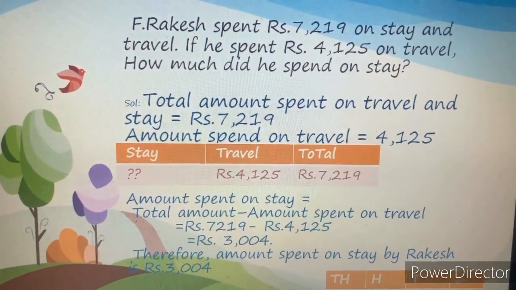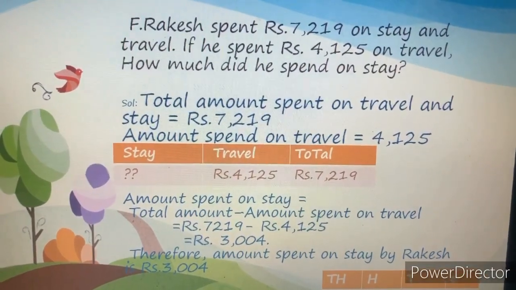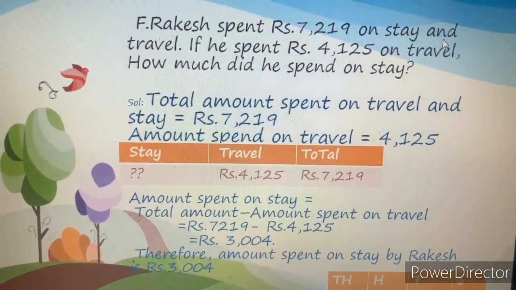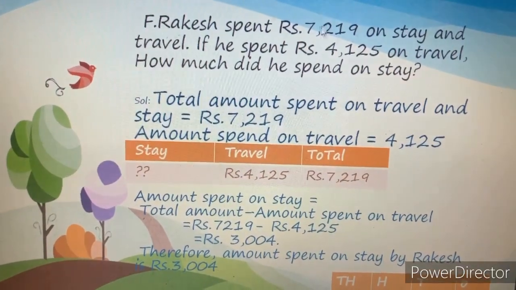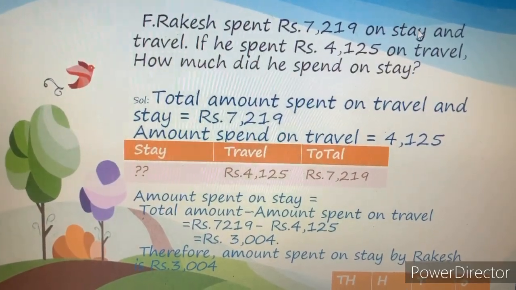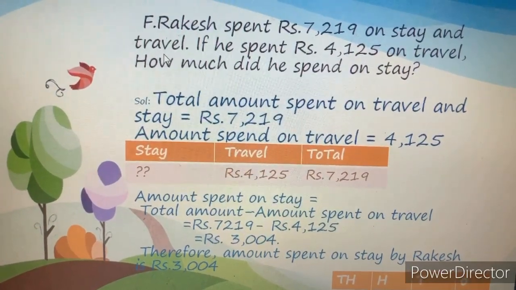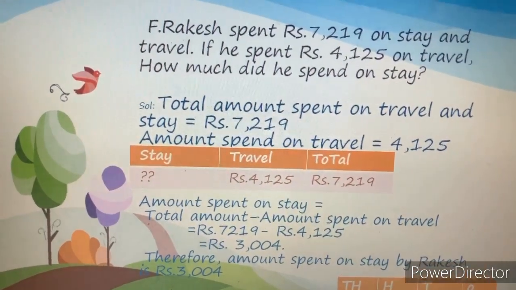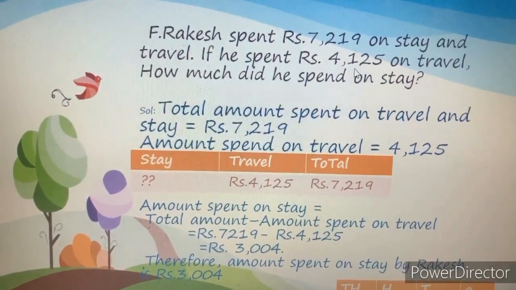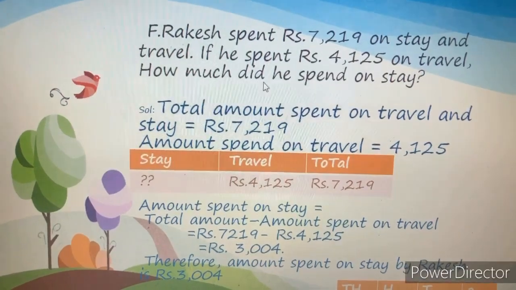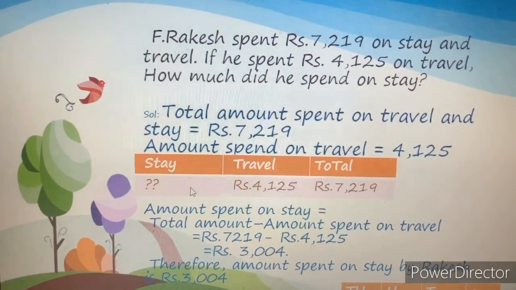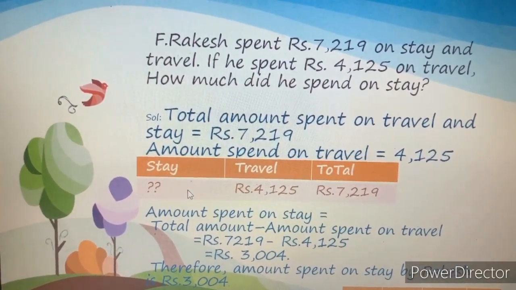What is the next question saying? Rakesh is spending 7,219 on stay and travel. Together he is spending 7,219 for staying in a hotel as well as traveling. Means whichever place he is traveling, for that stay and for the travel. If he spent 4,125 on travel, how much did he spend on stay? The same question. The only change is we do not know how much he spent on stay.